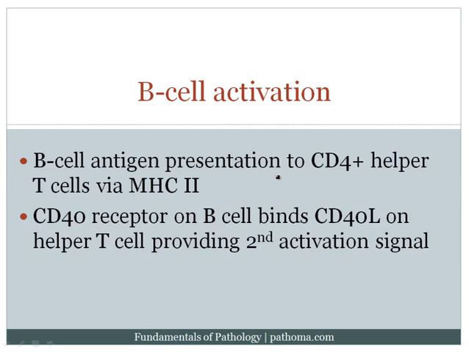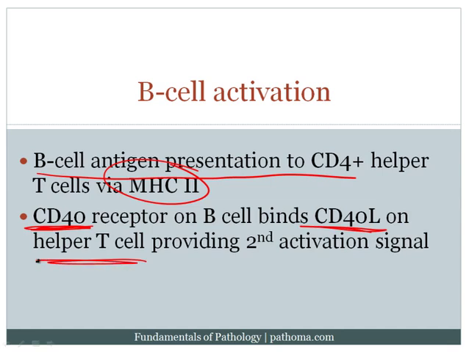Another way by which B cells can become activated is that the B cell can present antigen to the CD4 positive T cell via MHC class 2. The CD4 positive T cell will then interact with the B cell. That's the first signal. The second signal is that CD40 on the B cell will bind CD40 ligand on the helper T cell, and that then activates the B cell.